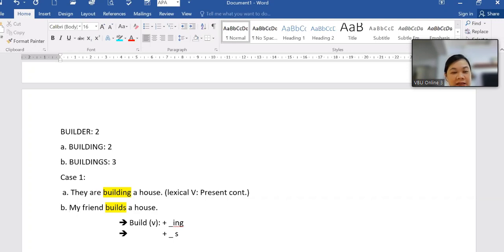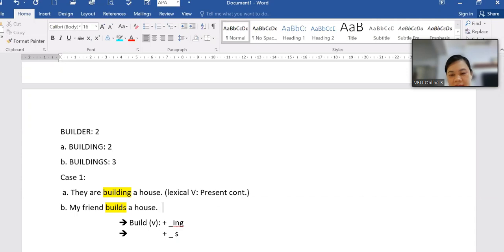And the second one, sentence B. Because we need to use the simple present, we put the suffix s, because that's one person, a singular noun phrase. So you need to put s for the simple present tense. Is this right? Yes, class? Yes, good.